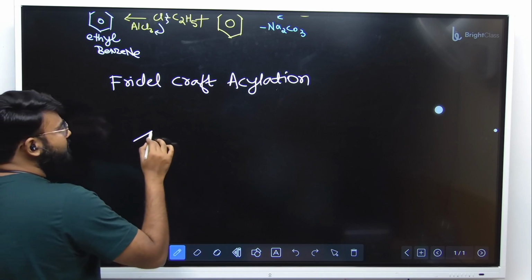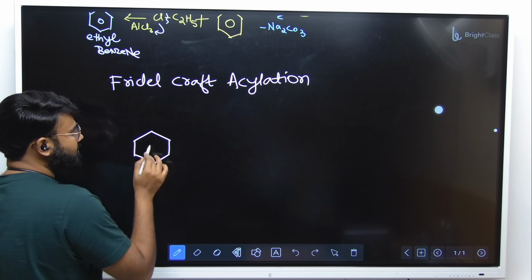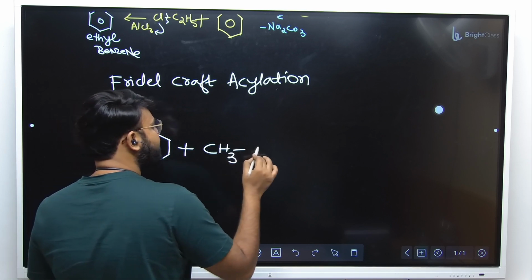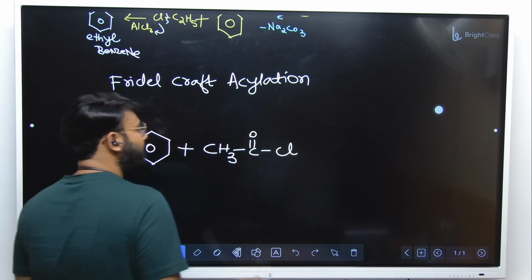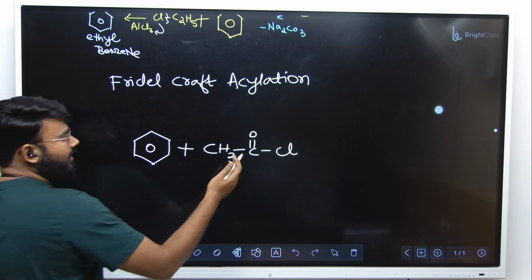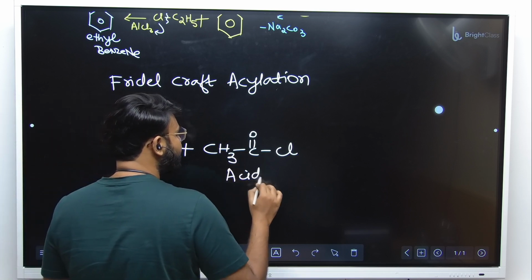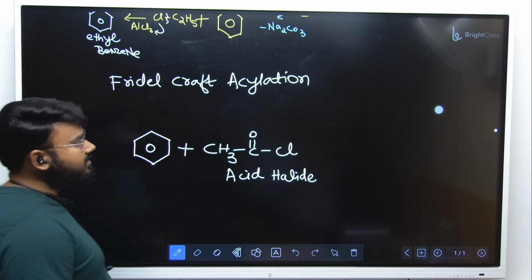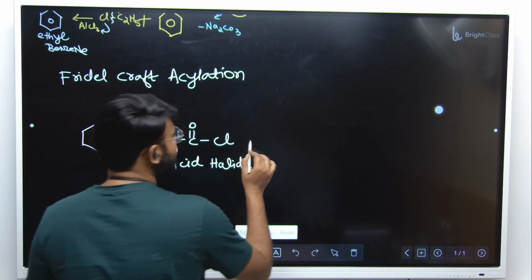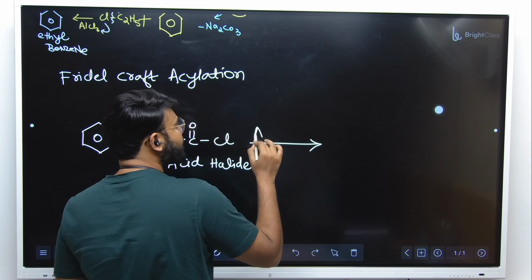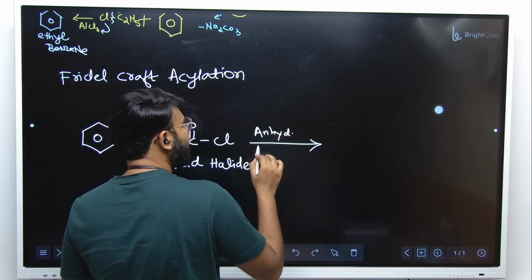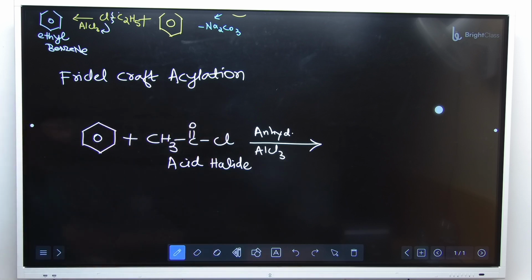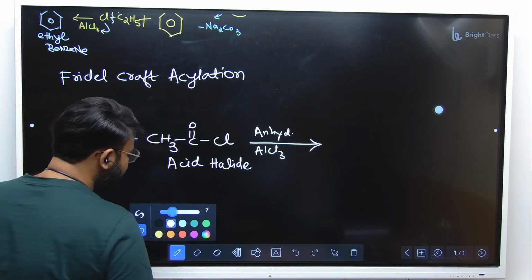Friedel-Crafts acylation means you will take the benzene ring and add acyl halide. I will take an example of CH3COCl. This is called acyl group. We call them acid halide or acyl halide, okay? I hope it is clear. And in the presence of the same thing, we will carry out this reaction in the presence of anhydrous AlCl3, which is a Lewis acid, right? Guys, please check it out. Now tell me what is going to happen here.